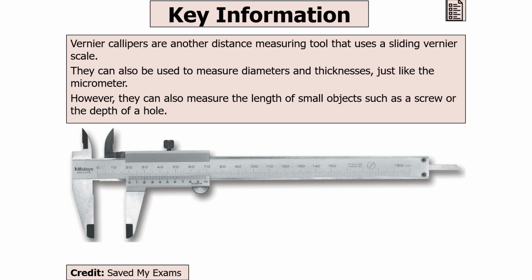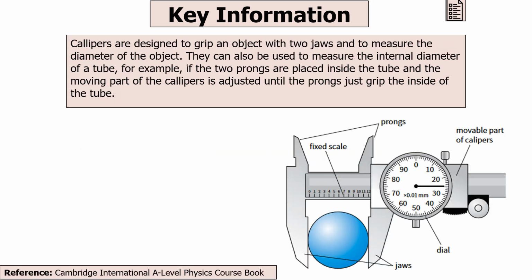Now vernier calipers are another distance measuring tool that uses a sliding vernier scale. So this can also be used to measure diameters and thicknesses just like the micrometer. However, you can also measure the length of small objects such as a screw or the depth of a hole. Now calipers are designed to grip an object with two jaws and to measure the diameter of the object. They can also be used to measure the internal diameter of a tube.